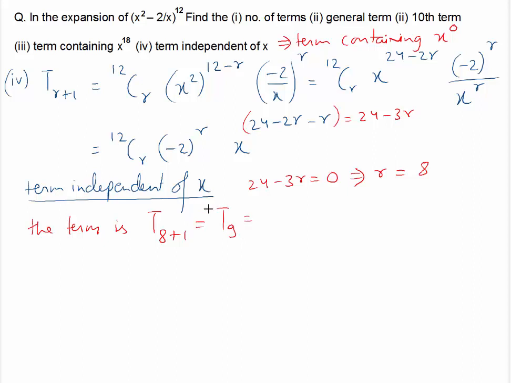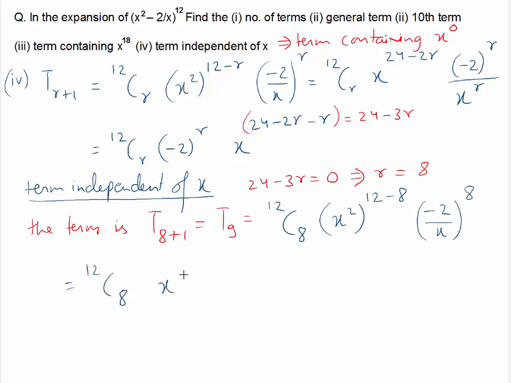We can also find out the value. So this would be equal to 12c8 x square to the whole power 12 minus 8 times minus 2 by x to the whole power 8. So this would give us 12c8 x to the power, this would be 4 and this would become 8, and this would be 2 to the power 8 divided by x to the power 8, because minus 2 whole to the power 8 would be 2 to the power 8. The minus will vanish. So this will get cancelled. So finally we will get 12c8 2 to the power 8. So this is the term independent of x, which is the ninth term.